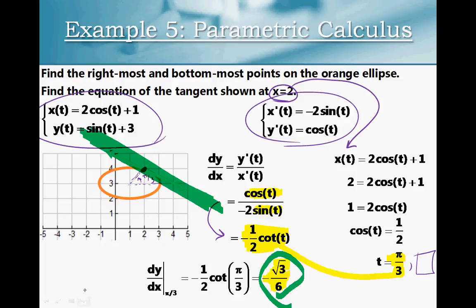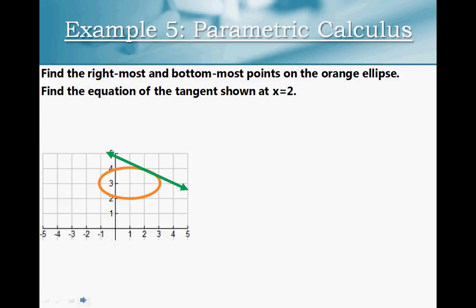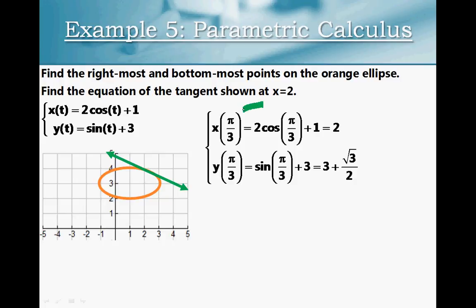Of course, that's not the equation of the tangent. That's just the slope of the green line. So to get the equation of the tangent, we need an x-coordinate of a point on the graph, we need a y-coordinate of a point on the graph, and we need the slope. We'll put that all together on this final slide of this presentation. So here's the final slide. And so at the time pi over 3, right here, we have an x-coordinate of 2.